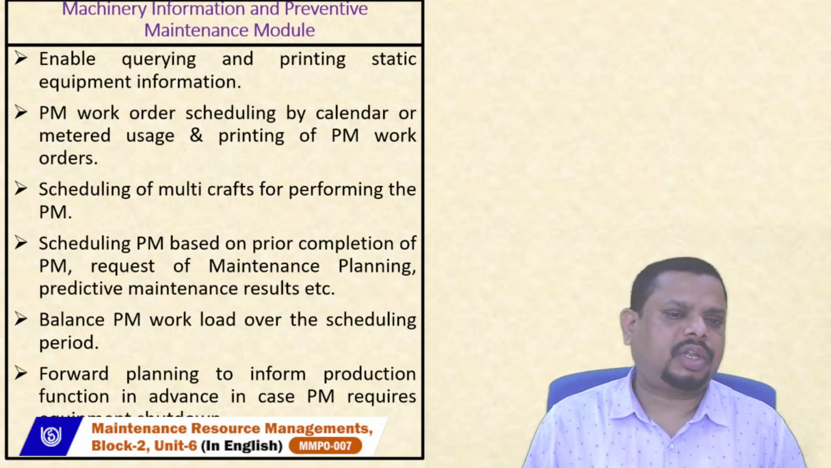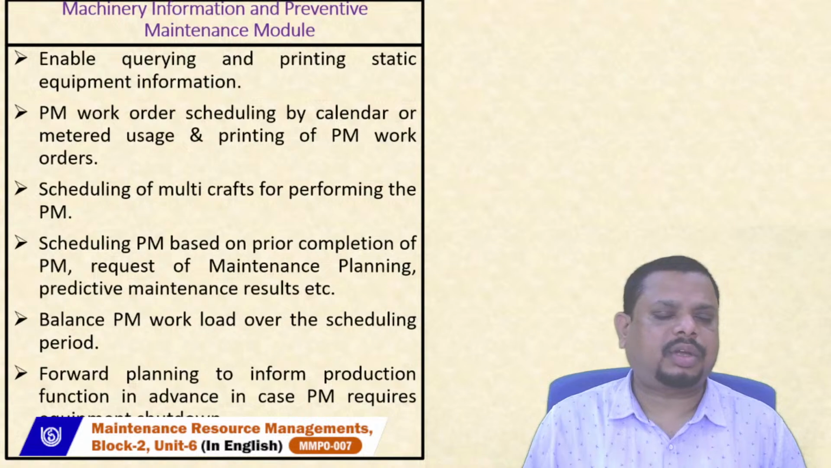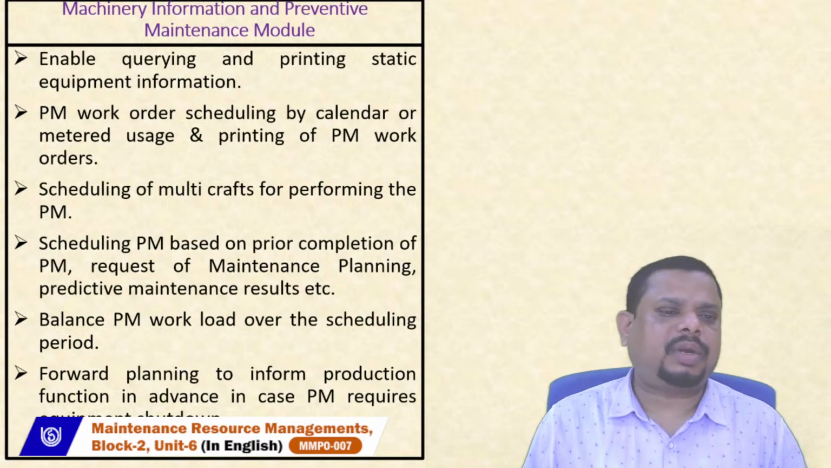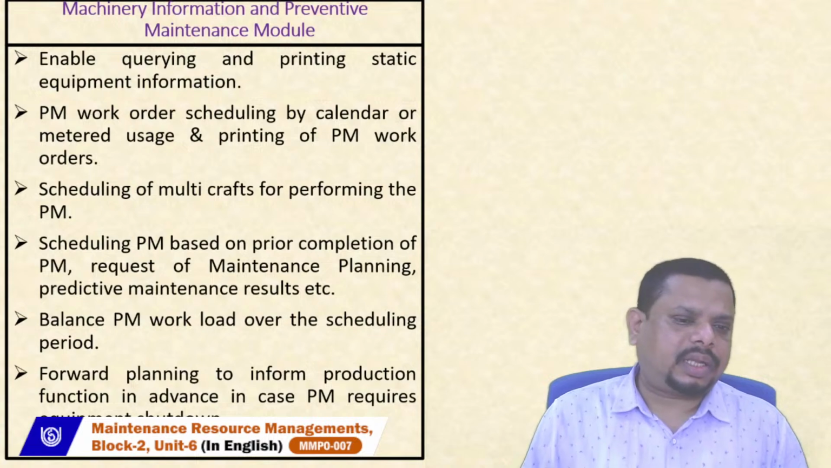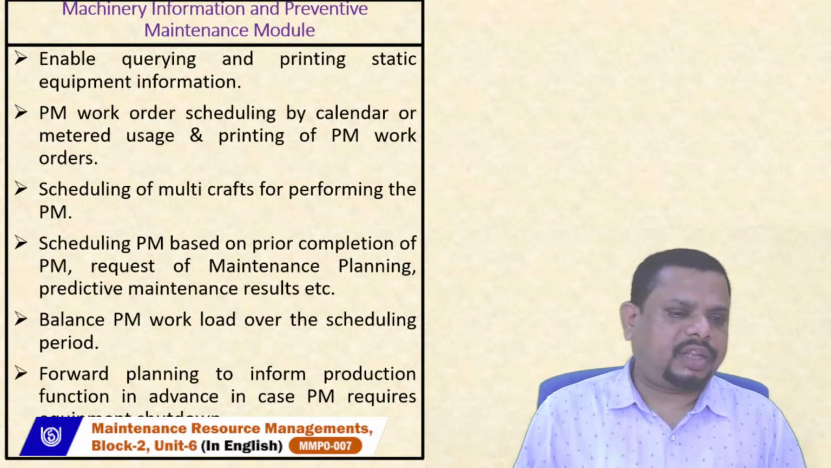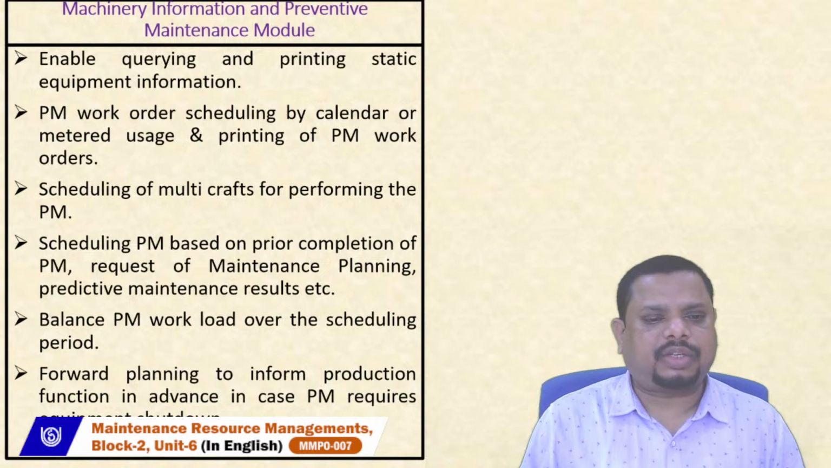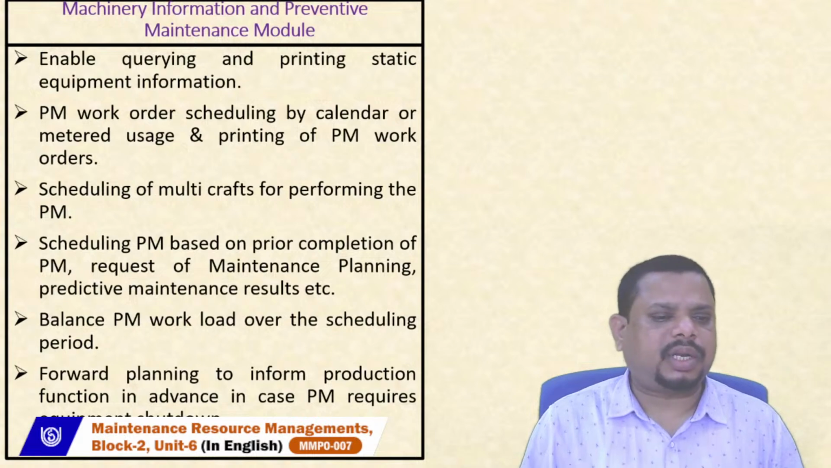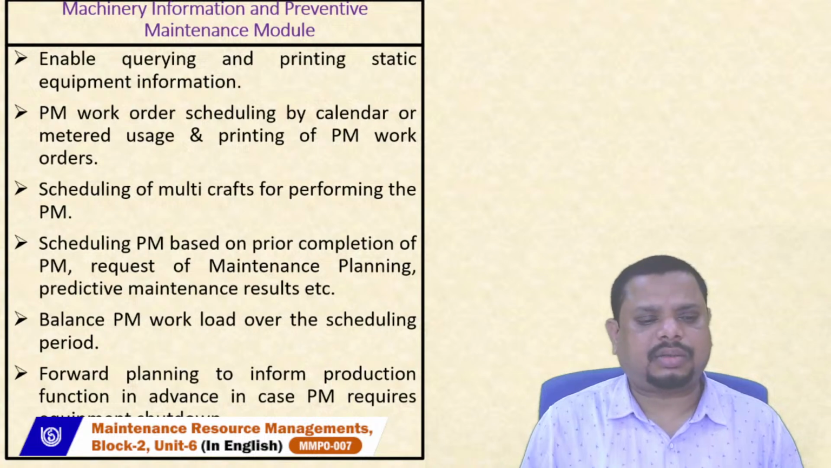Then go for scheduling of multi-craft for performing the preventive maintenance. What is multi-craft? That means they will go for what is known as resource arrangement: machines, material, and preventive maintenance checklist. Then next, they basically focus upon scheduling preventive maintenance based on the prior completion of PM request. So, for example, production departments have given the request, so they will provide the maintenance plans, and finally they will implement the preventive maintenance schedules.